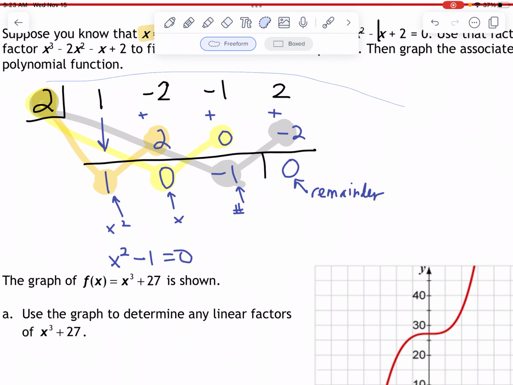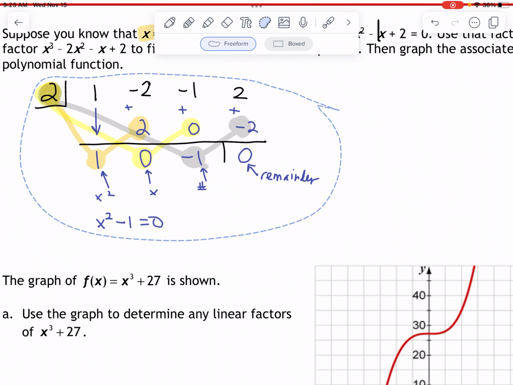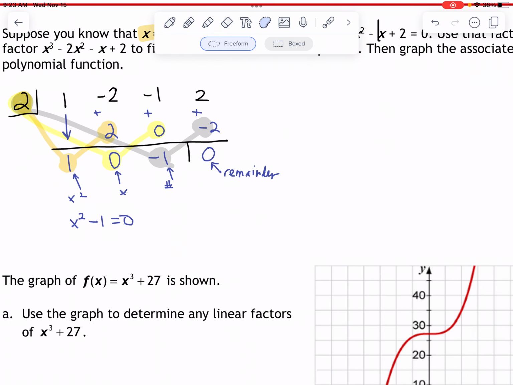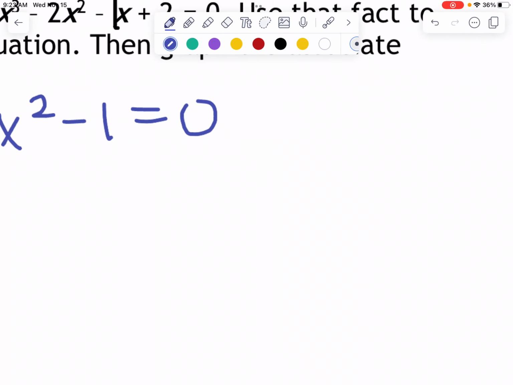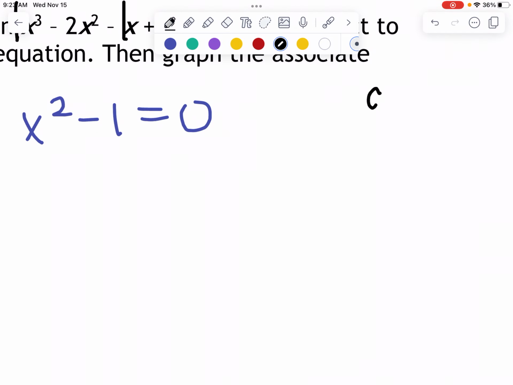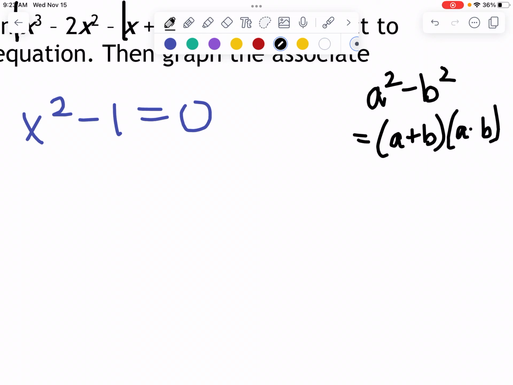So at this point, I'm going to try to factor this x squared minus 1. Keep in mind you could always use the quadratic formula here if you'd like. You could also use the box method, but I'm going to take a look at the difference of squares. Difference of squares says if I have an a squared minus b squared, I can factor this by taking my 2 base terms, a and b, and adding them in one set of parentheses and subtracting them in the other. So I'm going to use that to help me out.